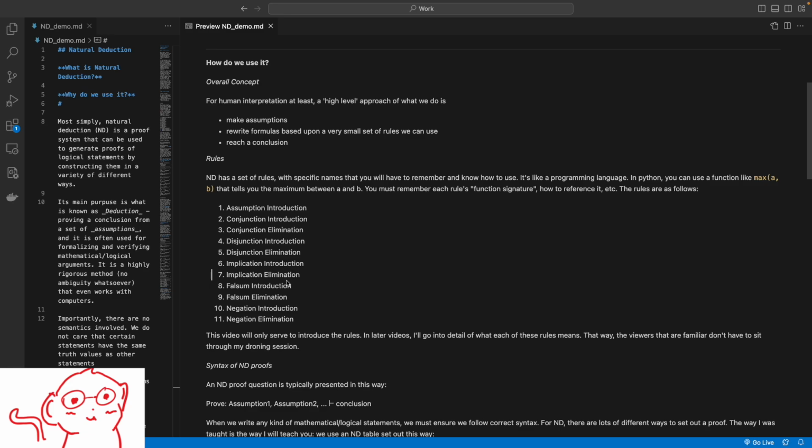Implication introduction and elimination is where we introduce logical implications, or eliminate them. Falsum is known as a contradiction. It's an upside down T, and it means universally false. We've reached something that shouldn't happen, so sometimes we need to introduce these contradictions. That's where elimination and introduction come in.